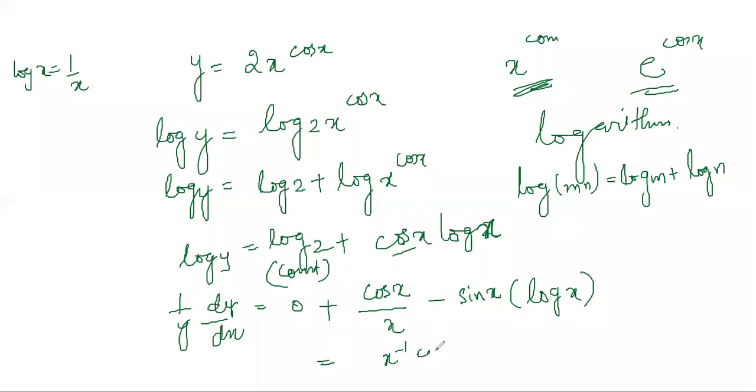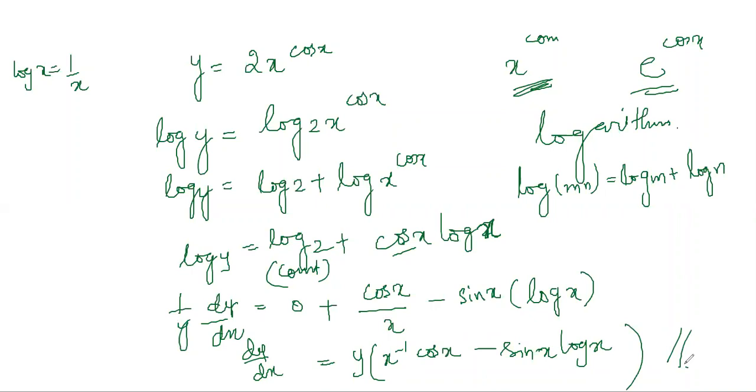X minus 1 cos x, you can write minus sin x and log x. So your dy by dx, 1 by y is also here. So I can take y over here. So this is your answer. Clear?